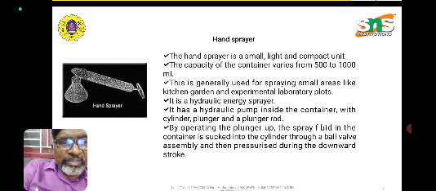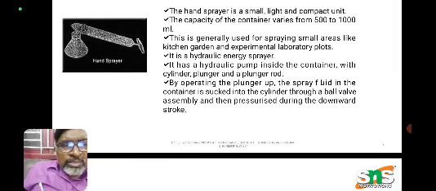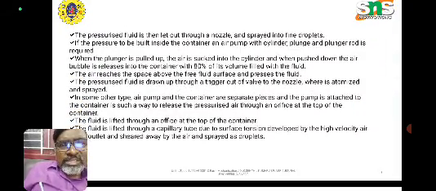It is a hydraulic energy sprayer. As it is a hydraulic sprayer, it consists of a hydraulic pump inside the container with a cylinder, plunger and a plunger rod. By operating the plunger up, the spray fluid in the container is sucked into the cylinder through a ball valve assembly and then pressurized during the downward stroke. The pressurized fluid is then let out through the nozzle and sprayed as fine droplets.